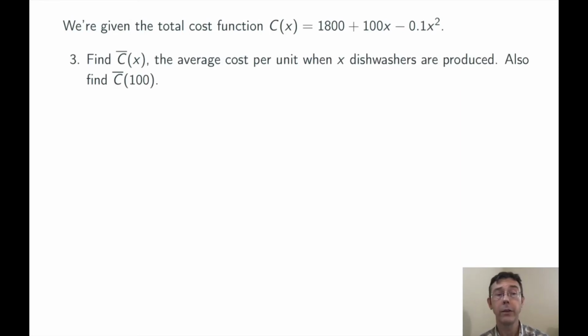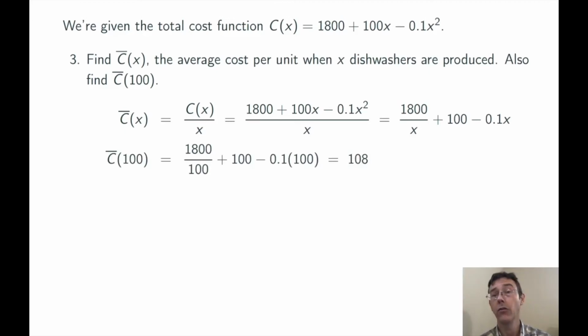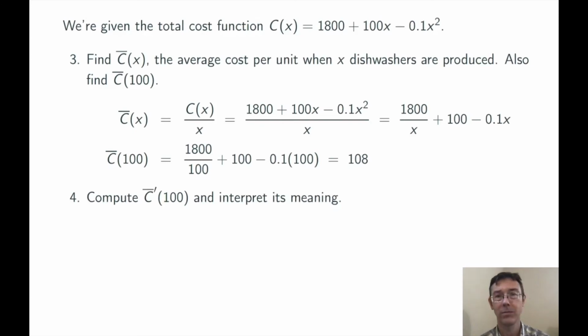Next, let's find the average cost per unit when x dishwashers are produced, and then evaluate that for x equals 100. So average cost is going to be total cost divided by the number produced. That is to say, C of x divided by x. We can simplify that a tiny bit to get 1,800 over x plus 100 minus 0.1x. Plugging in 100, we get 108. So when we produce 100 dishwashers, the average cost per dishwasher is $108.